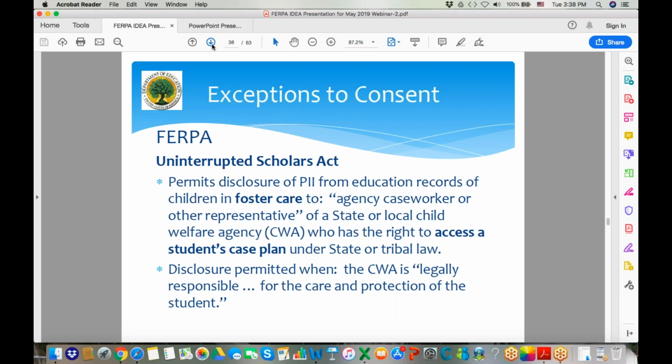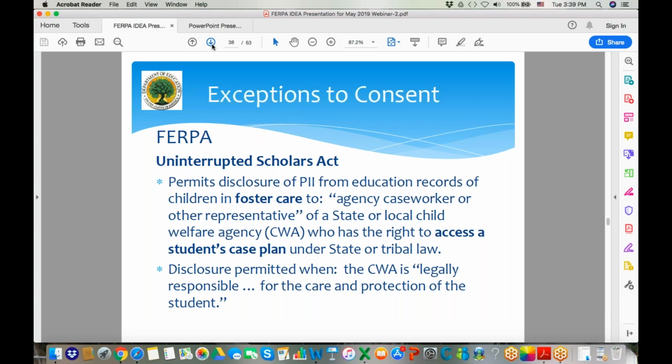So basically the school can disclose information to the child welfare agency of a child that is placed in foster care. And it kind of hinges on the aspect in dealing with our various state and local children and youth agencies. It hinges on who has access to the case plan. And it's really, again, specific to those children in foster care, placed outside the home.